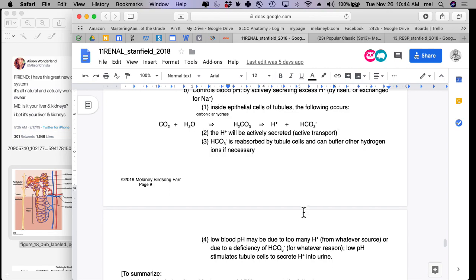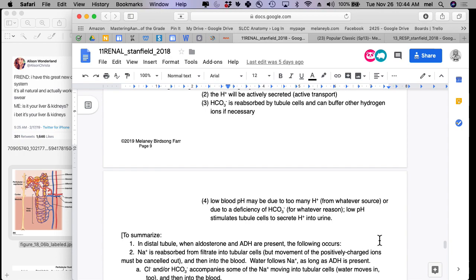That low blood pH could be due to too many H pluses from whatever source. It could be due to too much carbon dioxide. It could be due to lactic acid from breakdown after skeletal muscle contraction. It could be due to any number of things. But since the kidney can force this reaction and then decide what to do with those two, it has tremendous control over the pH of the body. The only other thing that has anywhere near that control is your lungs. And we'll get to that in just a minute.